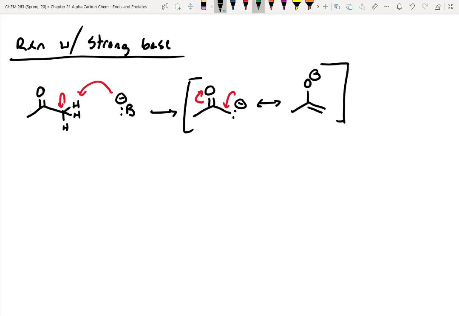In this case, what we've formed is something that we like to call an enolate. It's important to remember that the -ate suffix indicates that there's a negative charge, and it's kind of half alkene, half alcohol. That's why we get the enol prefix. But the -ate suffix is important to remember, because it means that there is a negative charge.